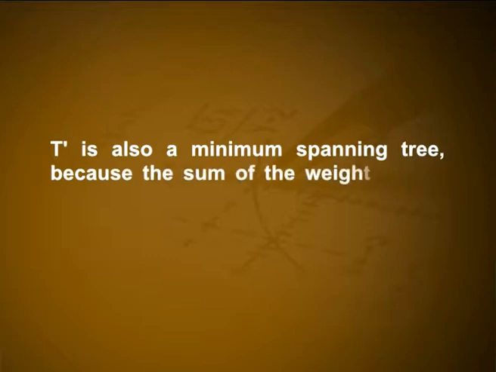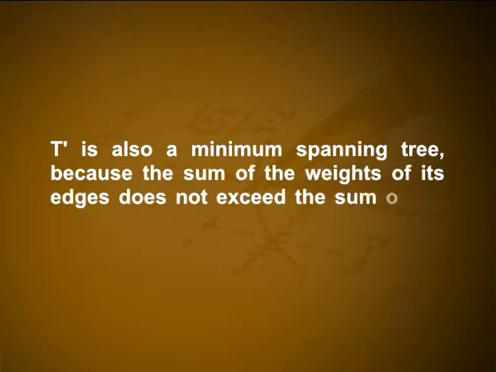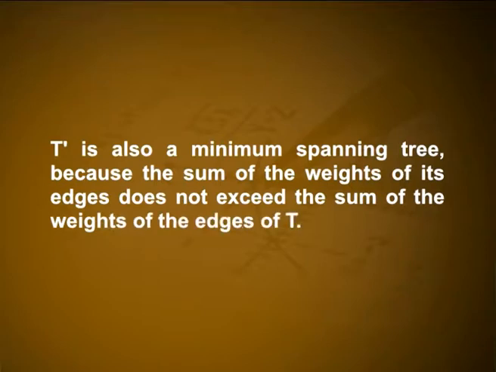E was also available at that step, the weight of Ek plus 1 is less than or equal to the weight of E. From this observation, it follows that T dash is also a minimum spanning tree, because the sum of the weights of its edges does not exceed the sum of the weights of the edges of T. This contradicts the choice of k as the maximum integer such that a minimum spanning tree exists containing E1, E2, etc., Ek. Hence, k is equal to n minus 1 and S is equal to T. It follows that Prim's algorithm produces a minimum spanning tree.